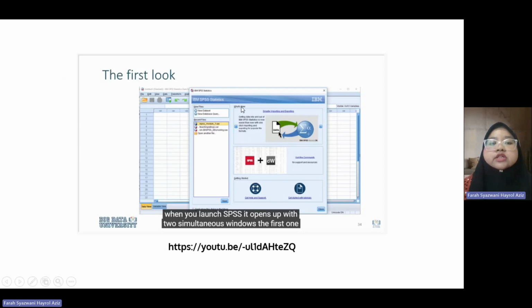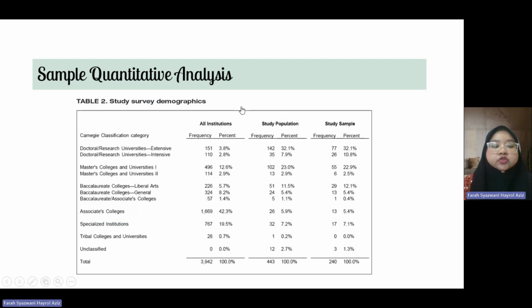Okay, so this is where you actually look at SPSS. This is software where you can actually analyze your data quantitatively. All right, so I will also provide this video link on the next page for you to get more understanding of how you can actually get a tutorial for the quantitative data. Okay, so a sample quantitative analysis is here.